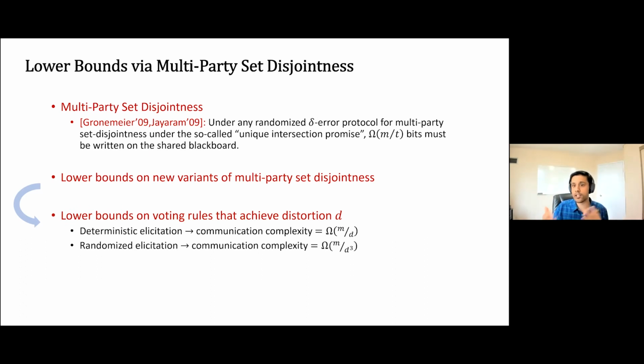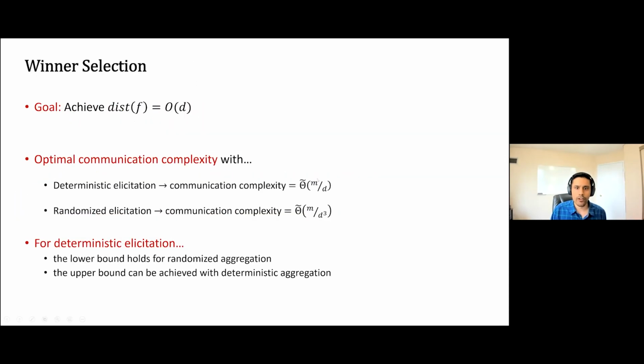For voting rules that achieve distortion D, we were able to show that if they use a fixed ballot design, then the communication complexity is at least m by d. If they use a randomized ballot design, then the communication complexity is at least m over d cubed, both of which match our upper bounds. So that's the tight answer for the winner selection problem, where you want to select a single candidate either deterministically or in a randomized fashion.